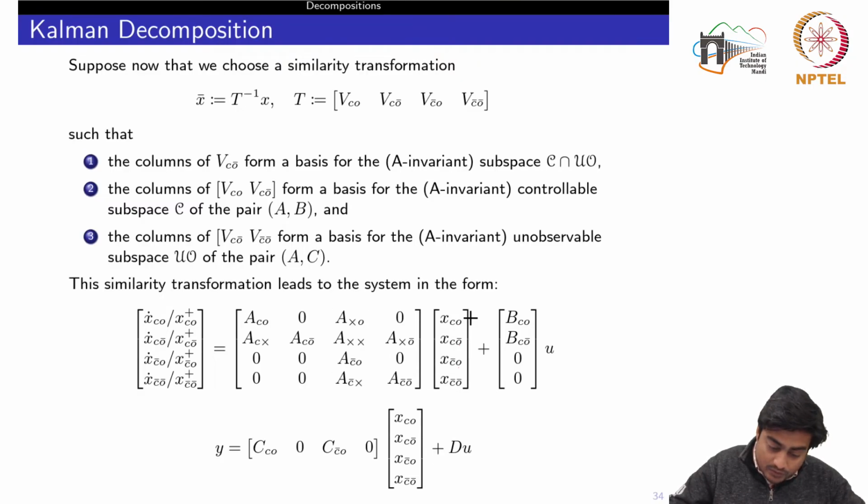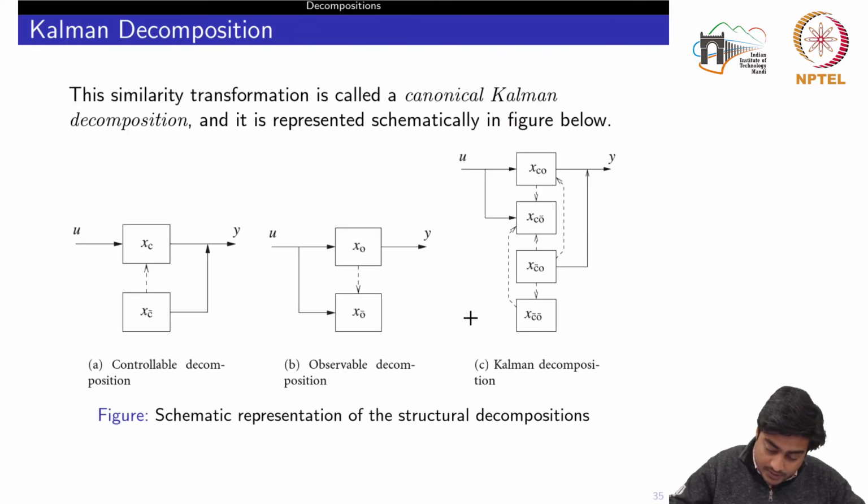Okay, so if you want to visualize using the figures, in the controllable decomposition we had seen that only X_C is controllable but X_C̄ is not, because X_C̄ is not being influenced anyhow by the input. For observability we had seen that both X_O and X_Ō are being influenced by U, but the unobservable state is not sending any information to Y.